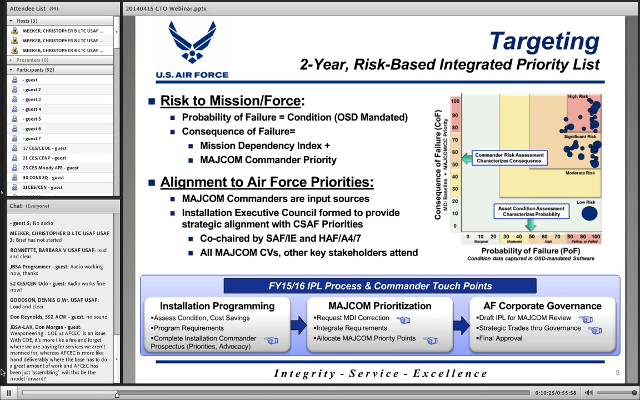I won't belabor this slide because you've seen a version of it, I'm sure. Probability of failure is on the x-axis, and that's basically how likely an asset is to fail based on age, condition, etc. Then consequence of failure on the y-axis is how important that asset is to the mission. So if it does fail, what happens to the mission? Between those two things, we have a risk score, and that's what we're going to use to prioritize requirements.